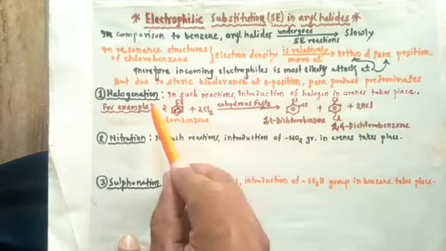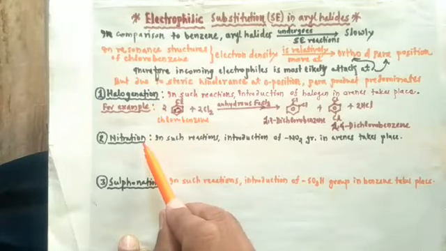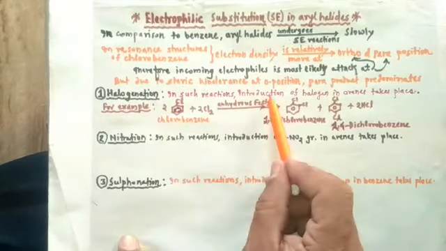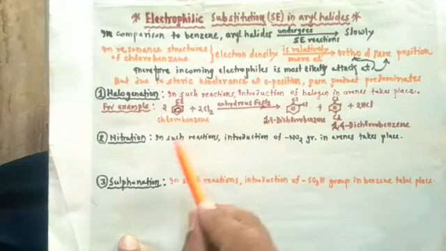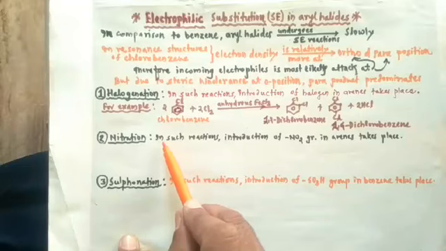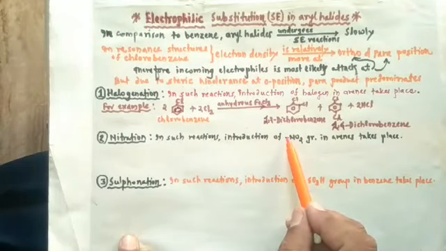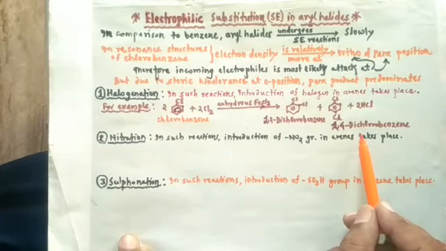So after studying the halogenation reaction, now we are going to study the next reaction, and that is the nitration reaction. Halogenation is a reaction in which introduction of a halogen takes place in arene or benzene. Likewise, nitrations are reactions in which introduction of an NO2 group in arenes takes place.